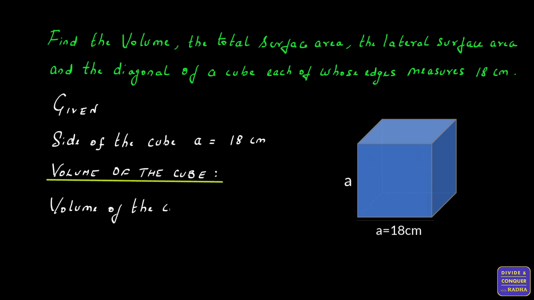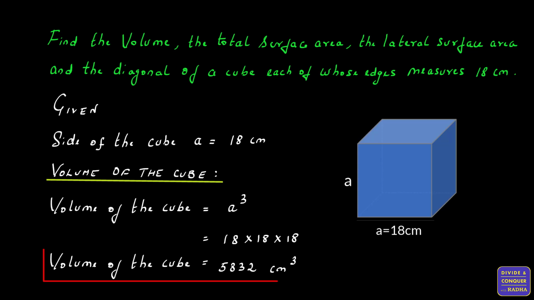Volume of the cube is calculated using the formula A cube. So, substituting the given side in the above formula, we have 18 into 18 into 18. On multiplying, we get 5832. Therefore, volume of the cube is equal to 5832 centimeter cube or cubic centimeter.